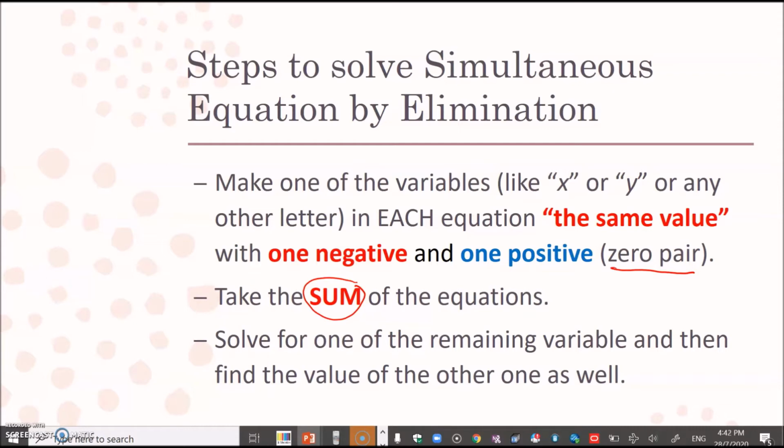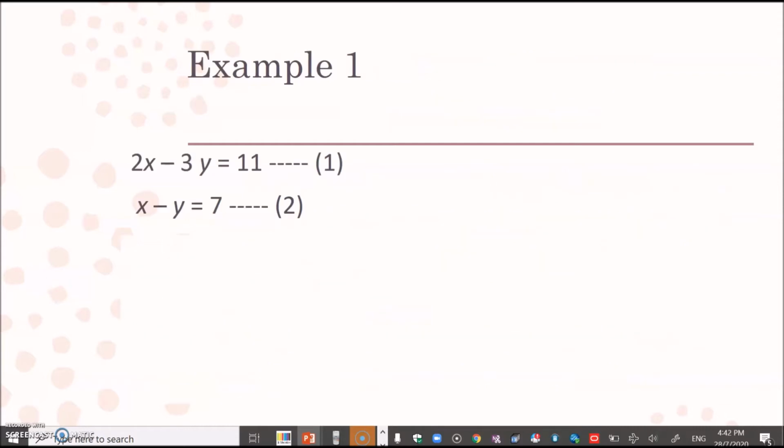Alright, so let's try a couple more examples. Okay, so this first example, as you can see down here, right, you have 2x minus 3y equals 11. Equation 2, x minus y equals 7. So let's try to make this one into negative 2x, because if this is 2x, I want to make this one into negative 2x so that they are the same value, so to speak, but one is positive, one is negative.